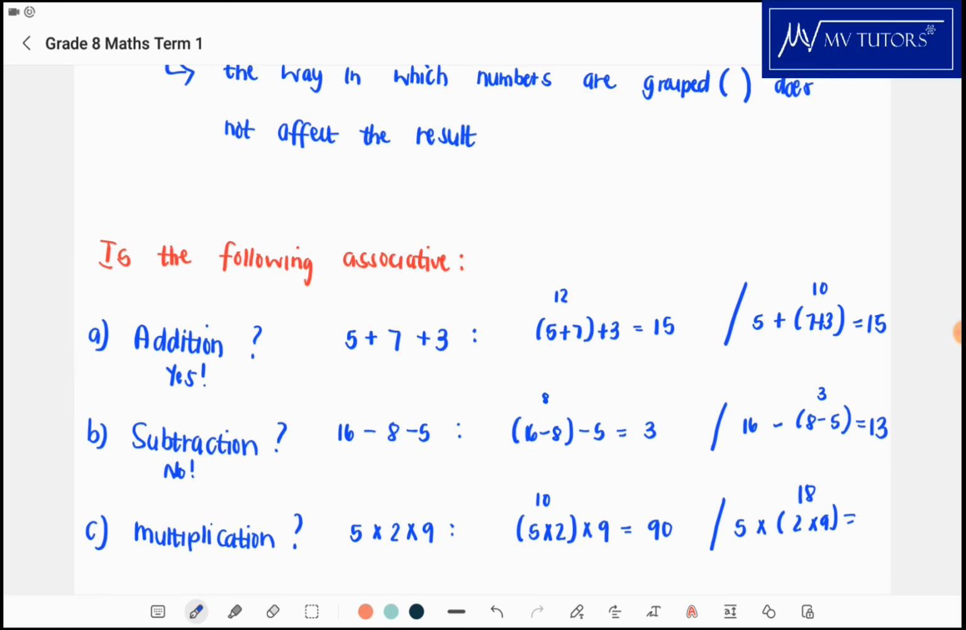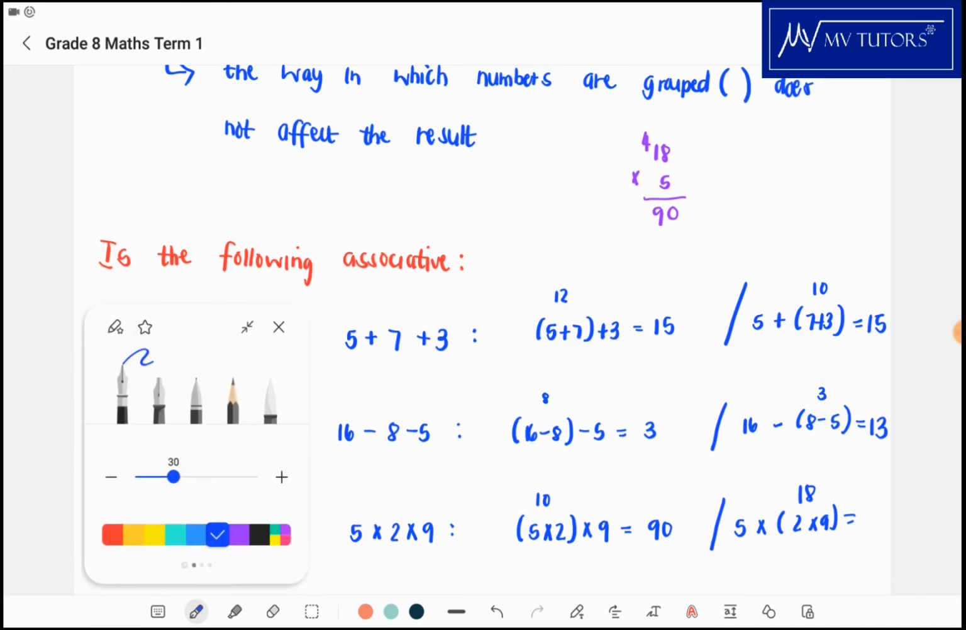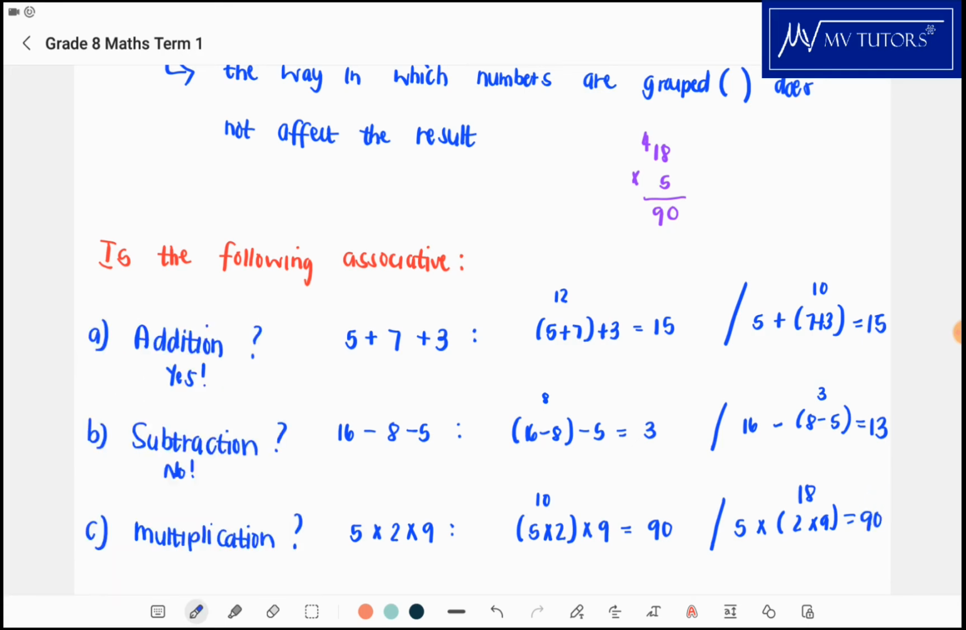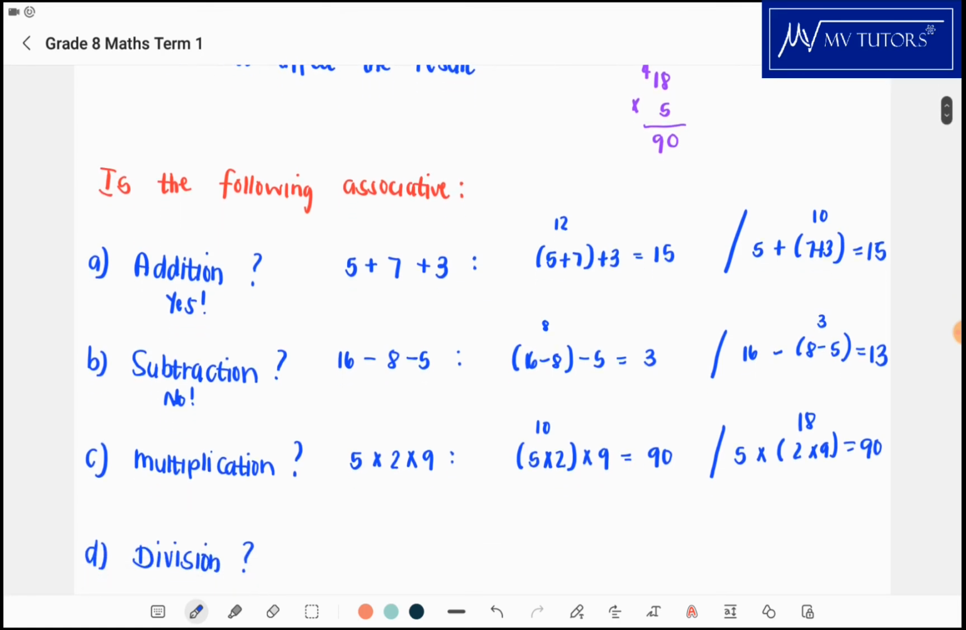And 18 times 5, if you don't have your calculator, let's just do it the long way. I'm just going to do it up here. So I have 18 times 5. 8 times 5 is 40. I'm going to put 0 there. Carry the 4. 1 times 5 is 5. 5 plus 4 is 9. So 5 times 18 is actually 90. What does that tell us about multiplication? Multiplication is definitely associative. I'm not going to put in the exclamation mark lest someone thinks we're shouting at them.